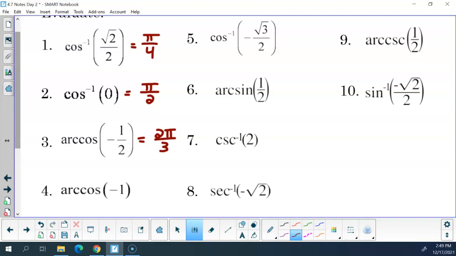Number 4, where on the top half of the unit circle is cosine -1? Pi. Right? You good, AZ, or not?